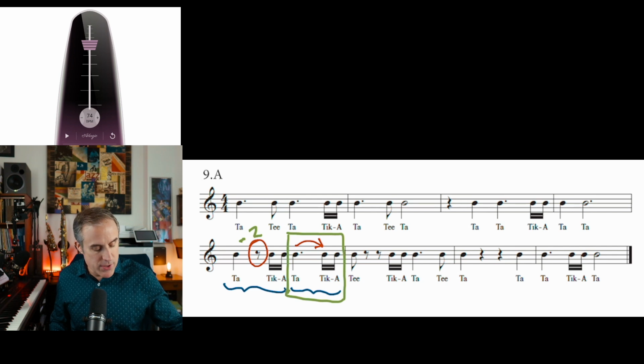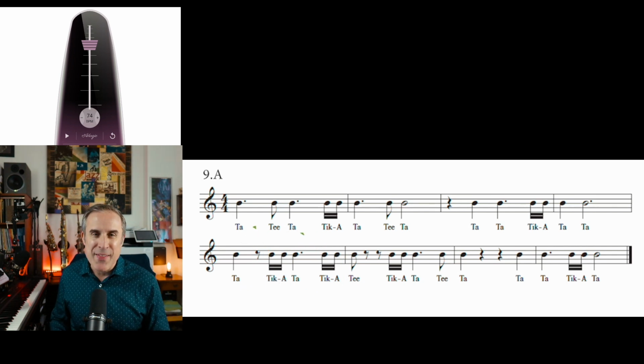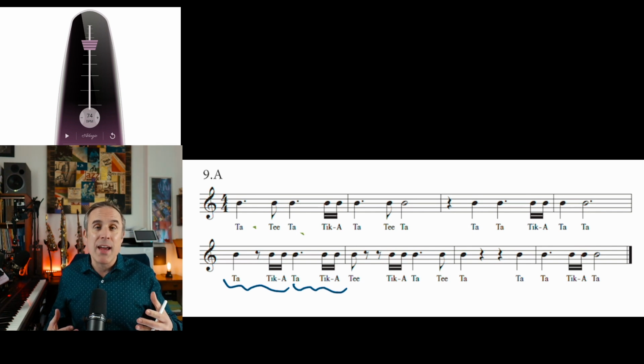So why am I bringing this to your attention? Because it's really important as musicians that we notice these subtle differences in rhythm. The subtle difference between beats 1 and 2 versus beats 3 and 4 is really important and could make all the difference in the world in a musical phrase. So that's the first thing I want to bring to your attention.